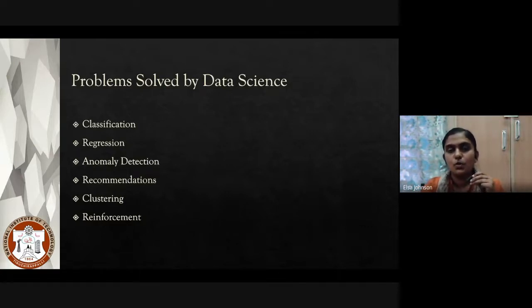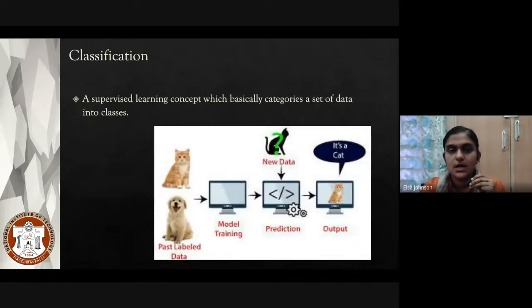So what are the different problems? The first one is classification. Classification means you have images of a dog and a cat, many different images, and they're labeled. These labeled data are given to a model for training, and it categorizes the data into classes.